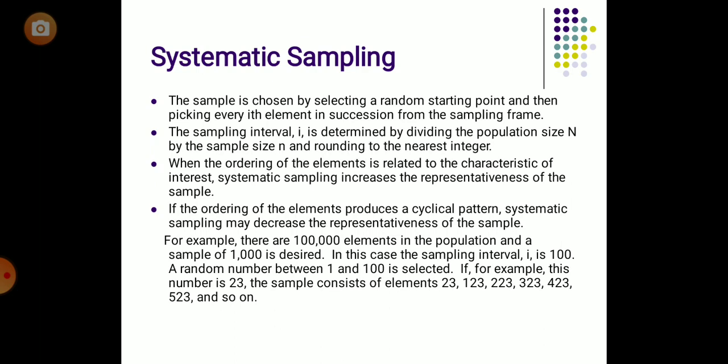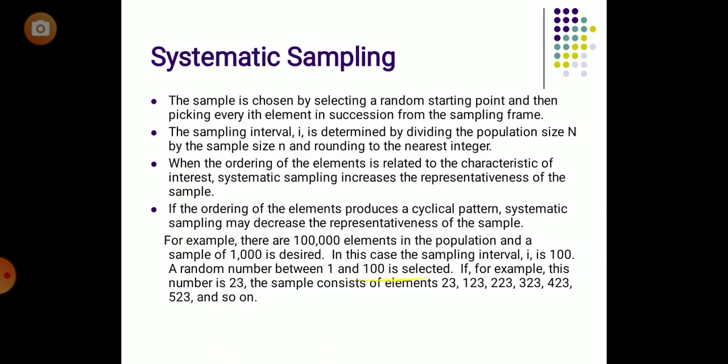Here again is one example mentioned for systematic sampling. Let's say for example there are 1 lakh elements in the population, which means capital N is equal to 1 lakh, and a sample of 1000 is desired, so here small n is equal to 1000. So we need to calculate the interval, which is 1 lakh divided by 1000. In this case you will get the interval equal to 100.